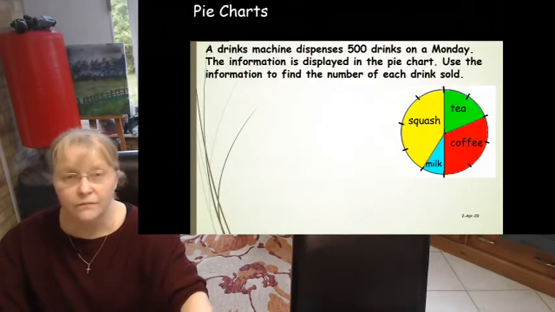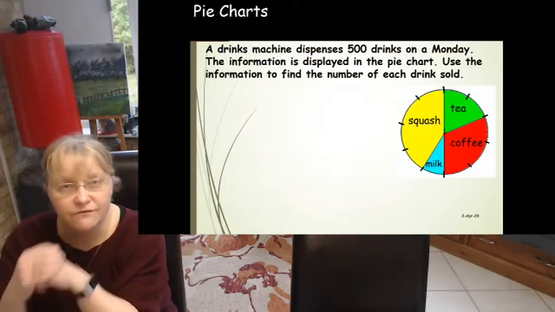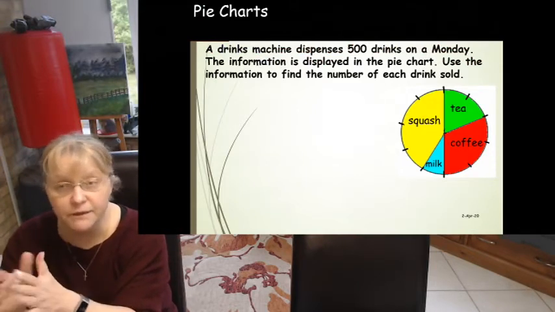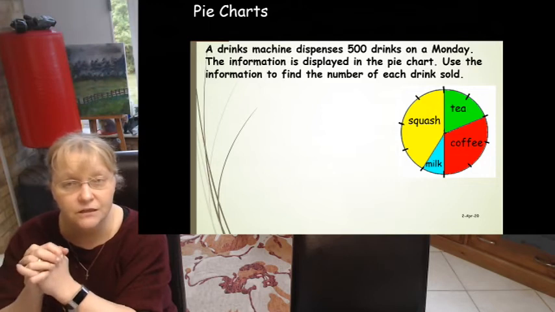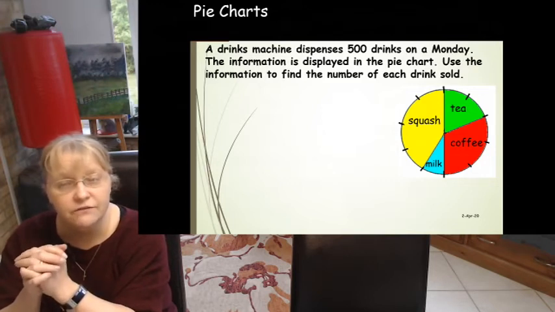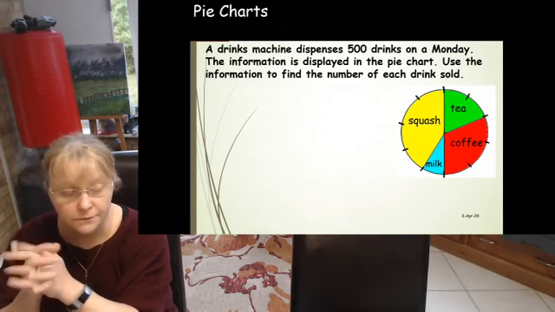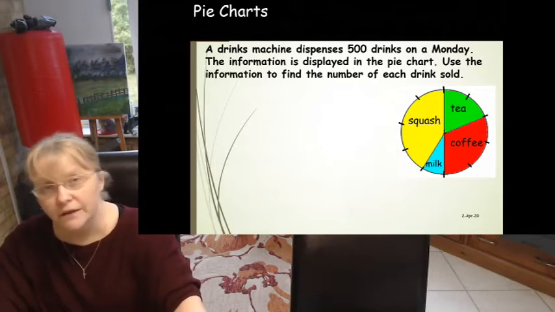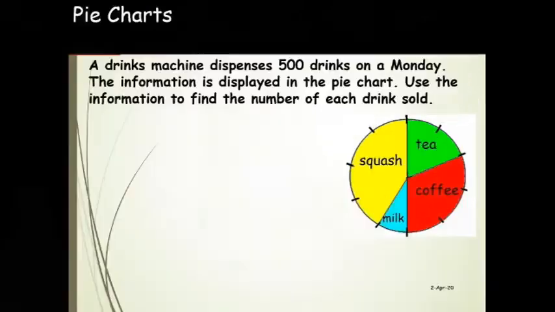So, a drinks machine dispenses 500 drinks on a Monday, and the information is displayed in the pie chart. So use the information to find the number of drinks sold. Have a go at that, and then, as usual, come back to me.